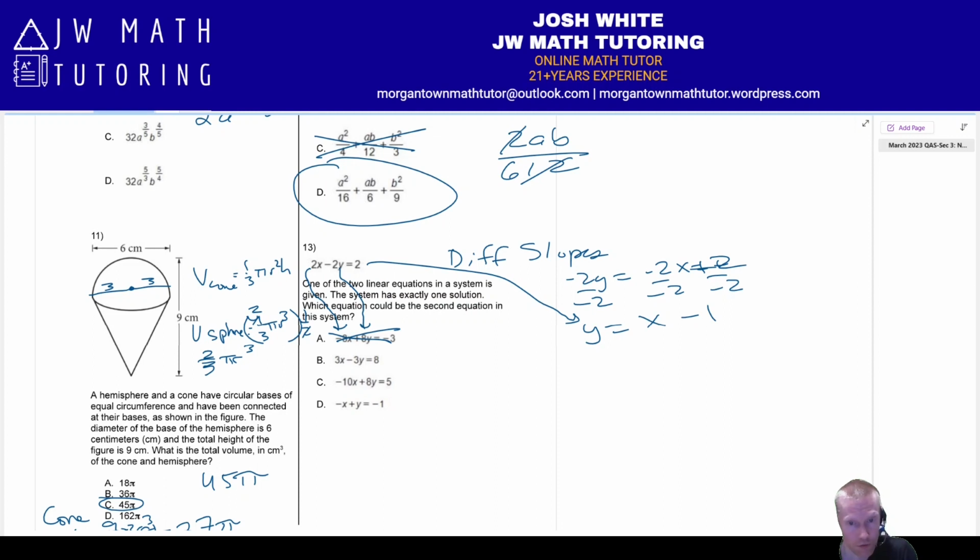The same is going to be true for b. It's going to be like 1.5 for both the x and the y. And for d, it's going to be like negative 1/2, going from the top equation to the bottom. C is going to be the correct answer, because to go from 2 to negative 10, it's times negative 5, but from -2 to +8, it's times -4. So the multipliers are different, therefore the slopes will be different, therefore there's only one solution. C is the correct answer.